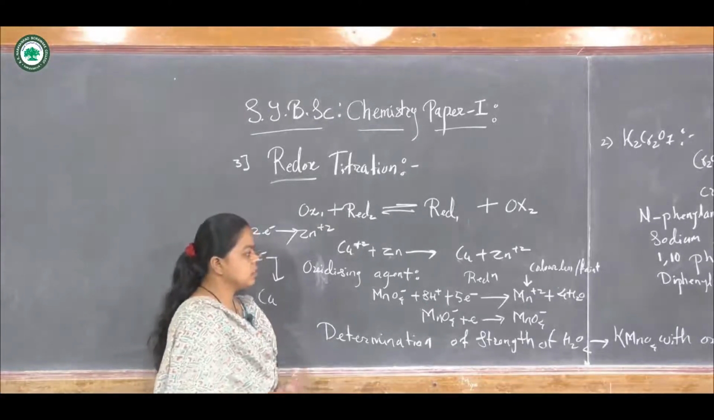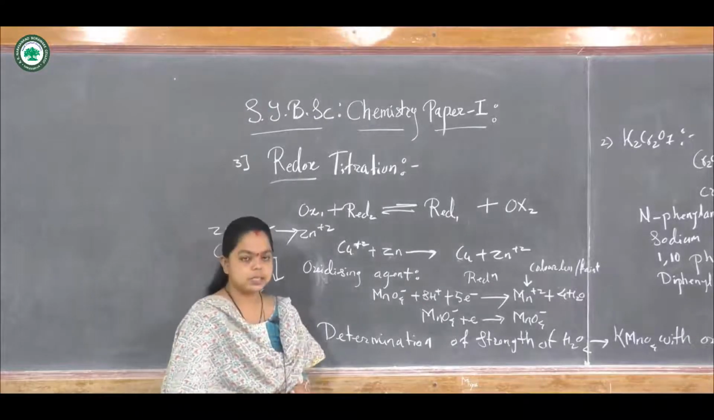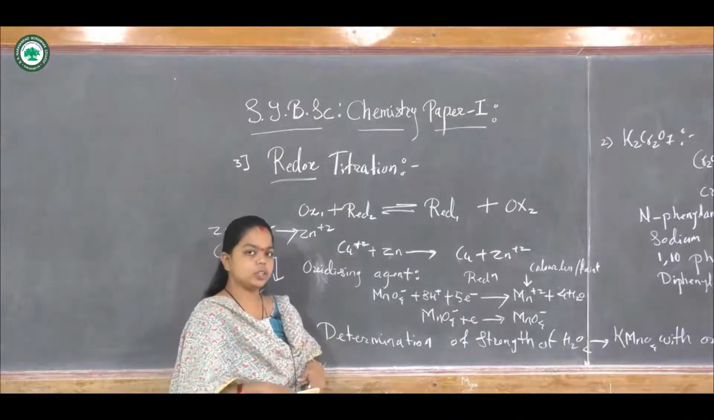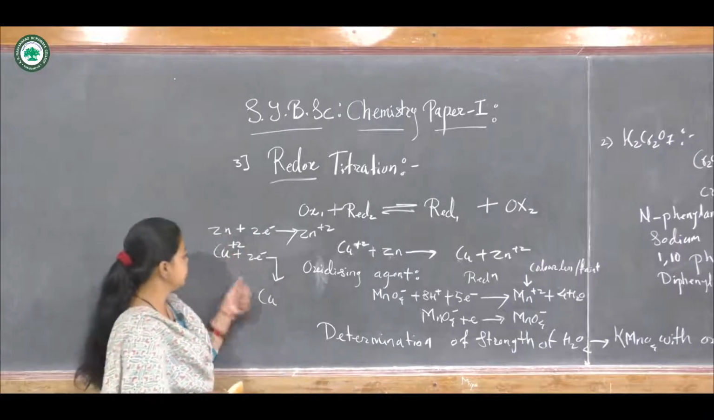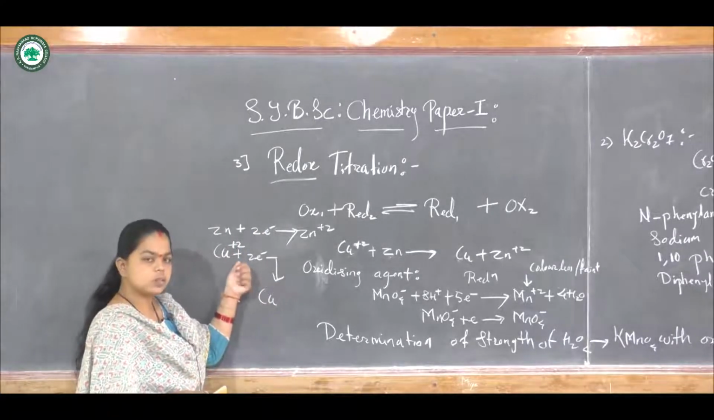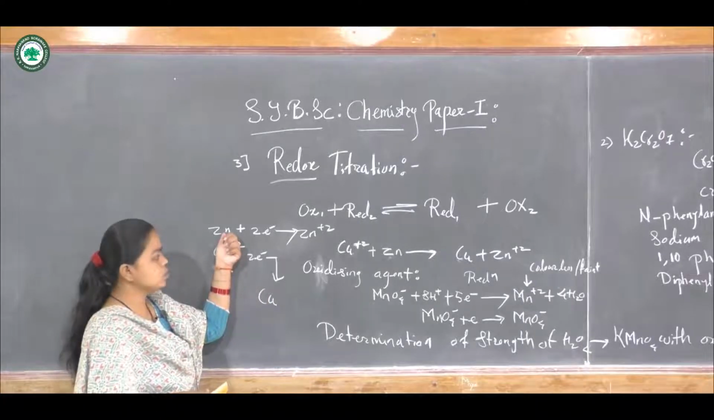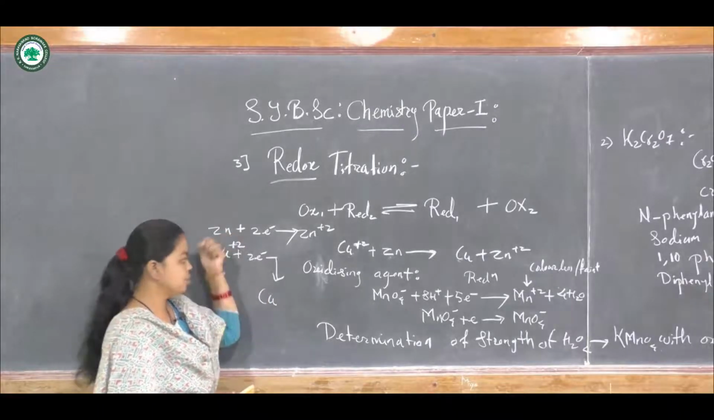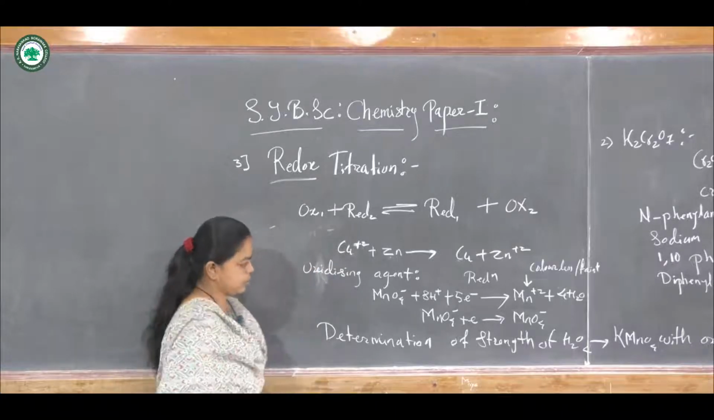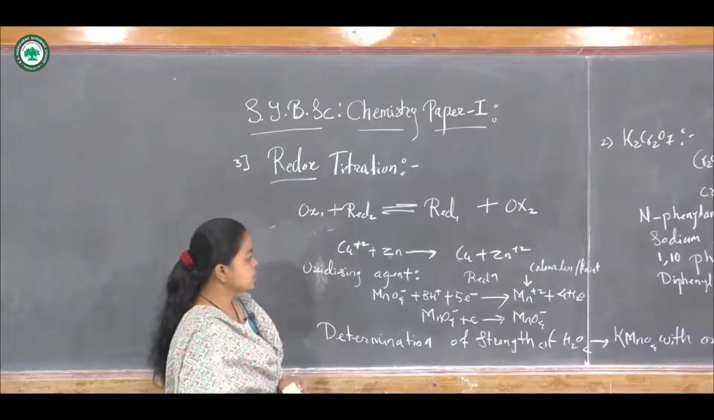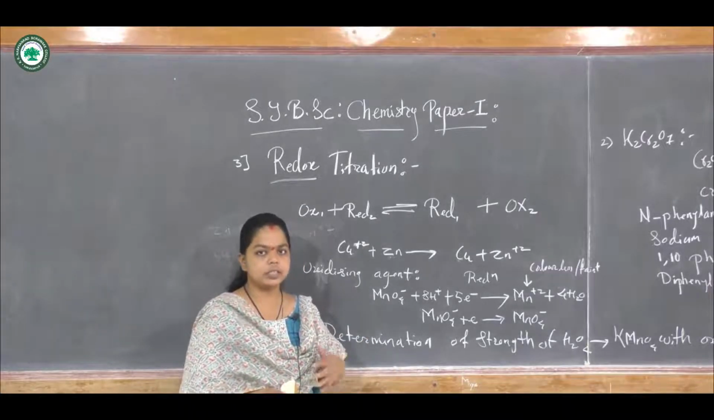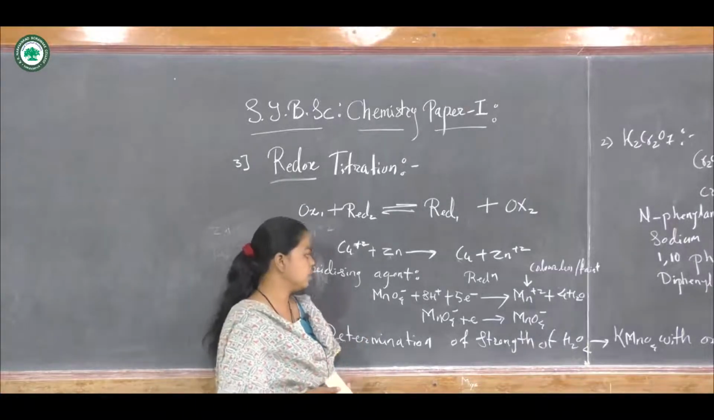So there is a reverse process that takes place. Generally the oxidizing agent gains the electrons. Here this copper +2 gains electrons, so it acts as the oxidizing agent. Zinc loses the electrons, so it acts as the reducing agent. Now this is a simple example of an oxidation reduction reaction. In this type of titration, the oxidizing agent is titrated with the reducing agent.